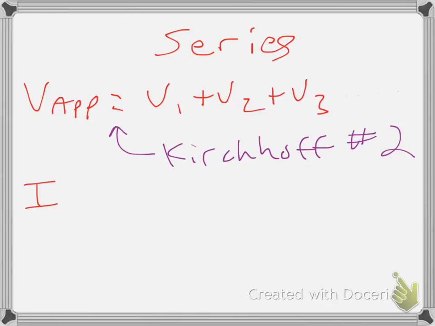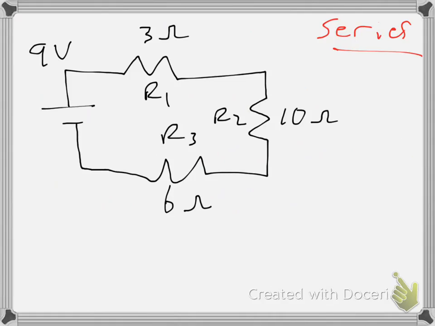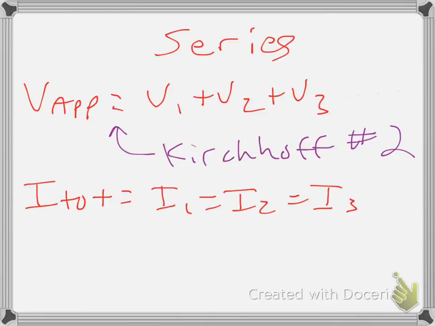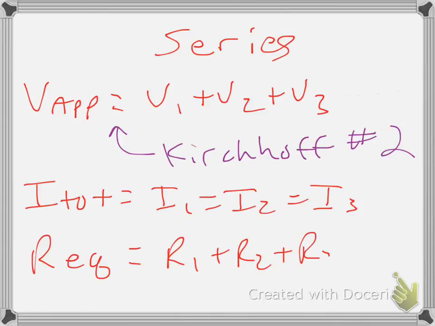The current in series is the same everywhere. And that makes sense because there's nowhere else for the current to go. It has to go through every resistor, so it's going to be the same at every point. And then the equivalent resistance, or the total resistance, well, that's nice because you just add them all up. Those are the 3 basic rules for something in series.